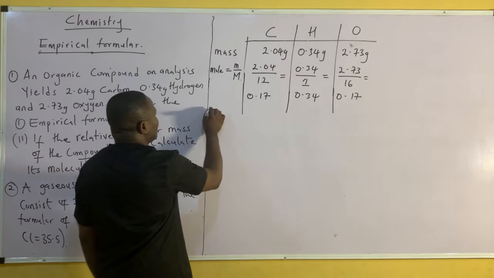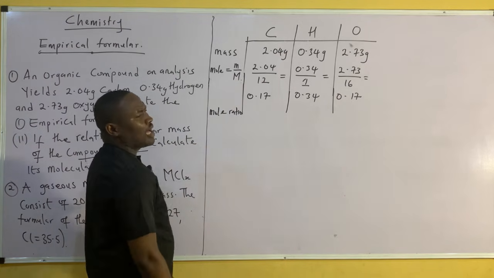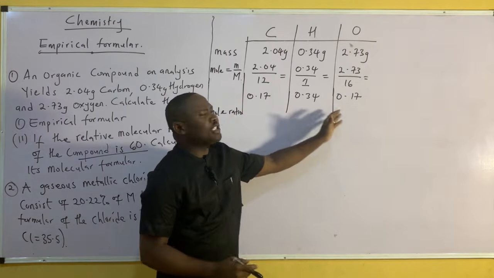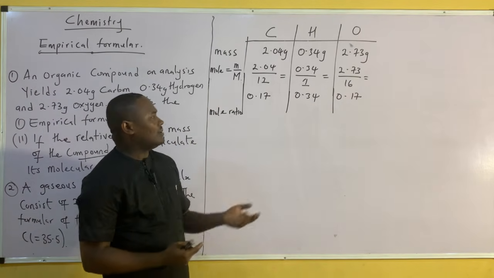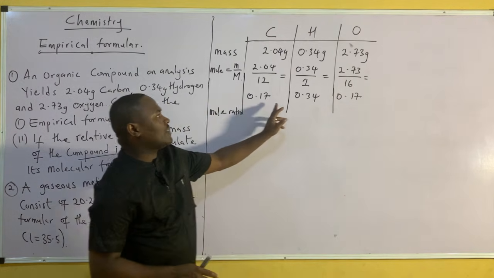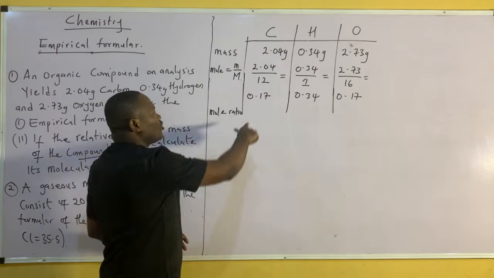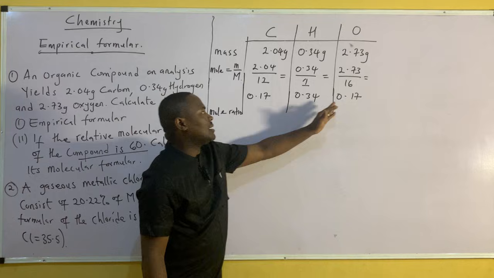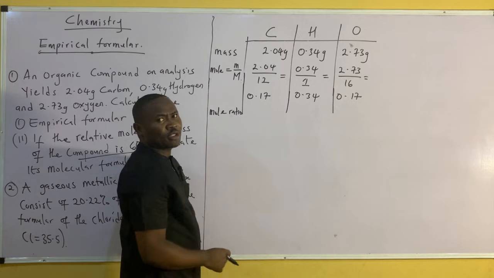The next thing is mole ratio. How do we solve for the mole ratio? You compare which is the least mole of the available moles, then you divide by the individual moles. Among 0.17, 0.34, and 0.17, I have 0.17 as the least mole, so I will divide through by 0.17.